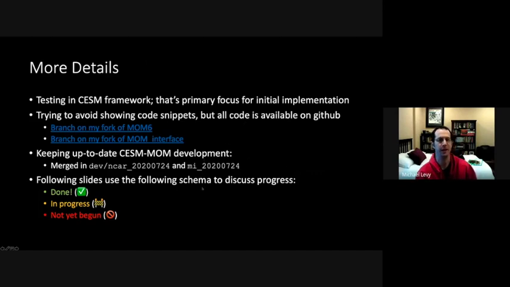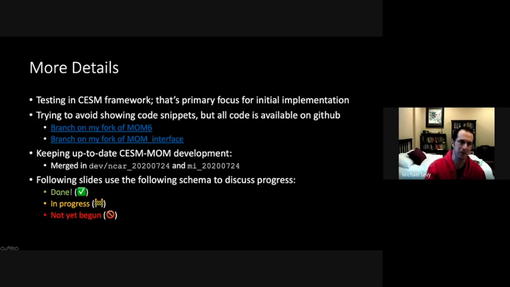So last week I merged in what were the latest tags at the time. I'm not sure if these will be the tags in CSM2 or if there's going to be one more set of updates. And then I'm trying to color code the progress on the following slides. So things that are highlighted in green are done. In yellow, they're in progress. In red, they're not yet begun.